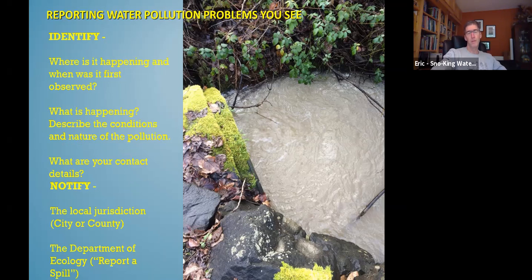So in my case, where I found instances of high turbidity and walked back up a creek and traced it to a particular construction site, it was a construction site in the city of Bothell. So I reported it to the city of Bothell and also to the Department of Ecology, and they both followed up to get that construction site to take care of the runoff issue.